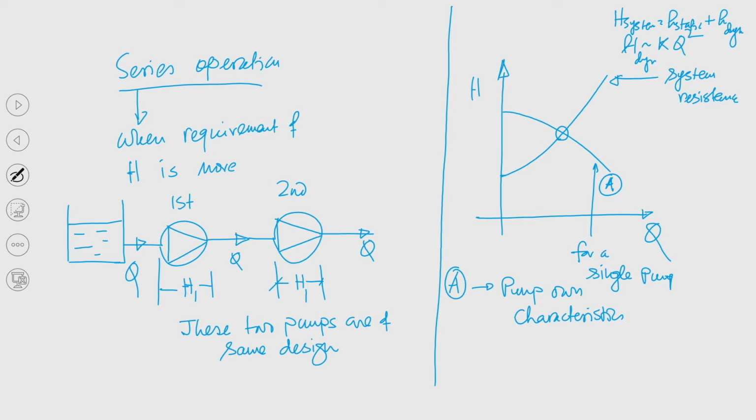Now, what will be the nature of the pump's own characteristics if we try to draw the pump characteristics of the combined pumps, though these two pumps are similar. Basically you can understand the objective is to get more head, not more discharge. Q is remaining the same. So, now if we go to the next slide.